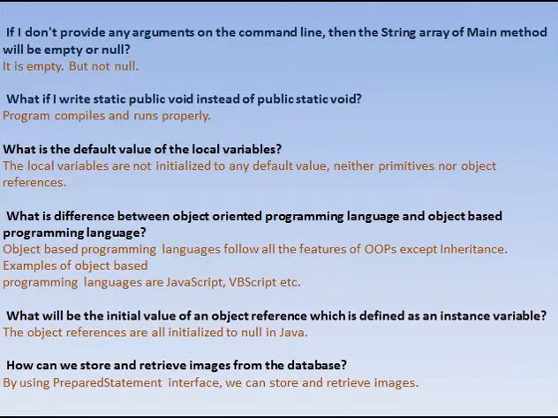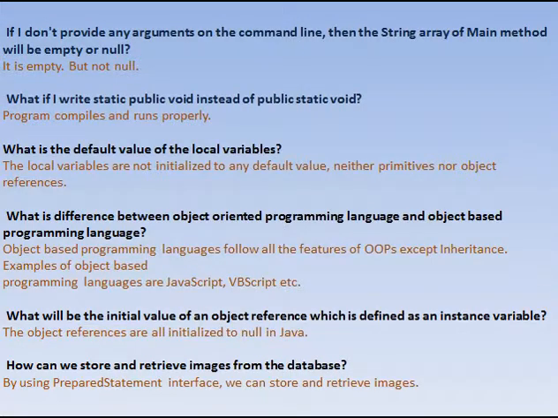What is the default value of the local variables? The local variables are not initialized to any default value, neither primitives nor object references. What is difference between object-oriented programming language and object-based programming language? Object-based programming languages follow all the features of OOPS except inheritance. Examples of object-based programming languages are JavaScript, VBScript, etc.